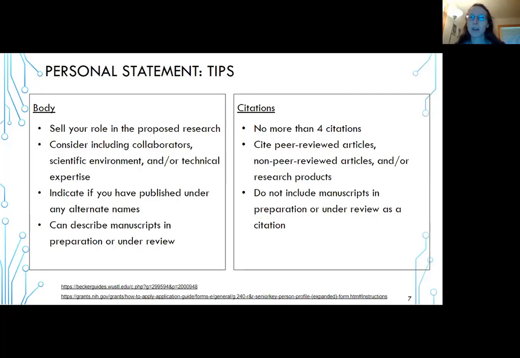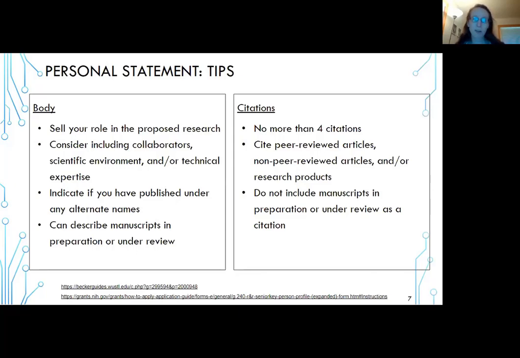If you've ever published under other names, that can be mentioned in the personal statement. And it's okay to talk about manuscripts in preparation. These are manuscripts that are basically still being written; you're still working on the initial draft. You can also talk about manuscripts that are under review. These are manuscripts that have been submitted for publication and are currently undergoing the peer review process.